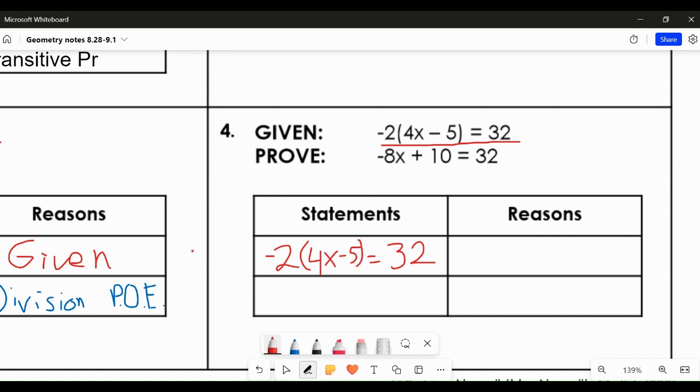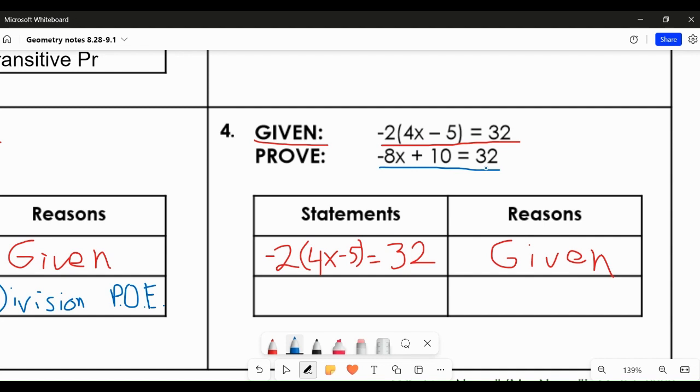All right. So yeah, that's what we got here. We are given this information. So this is our actual reason we're given this. Now let's look at what we're trying to prove. We're trying to prove that negative 8x plus 10 equals 32. Now, this time we're not solving for x. We're just proving that something has changed.